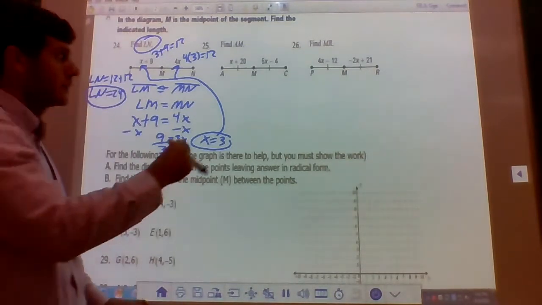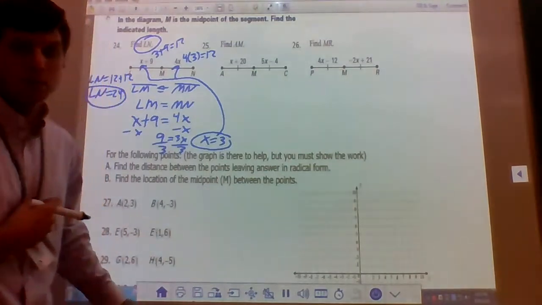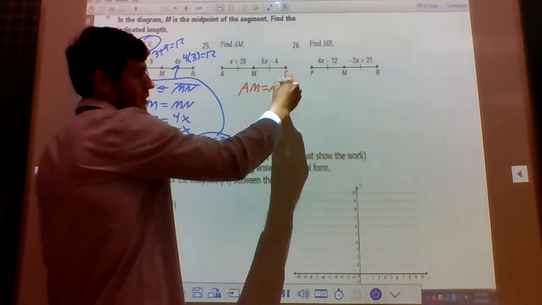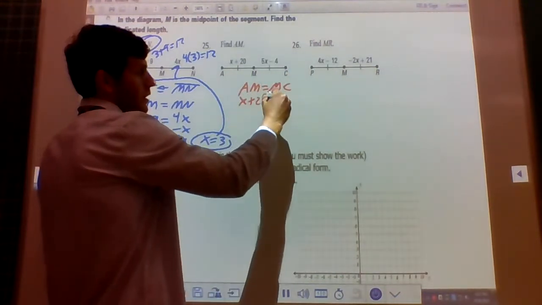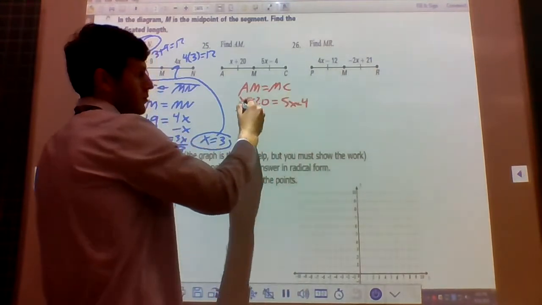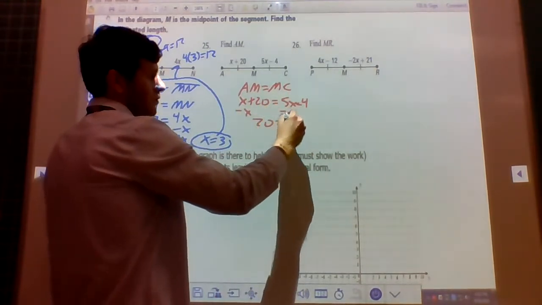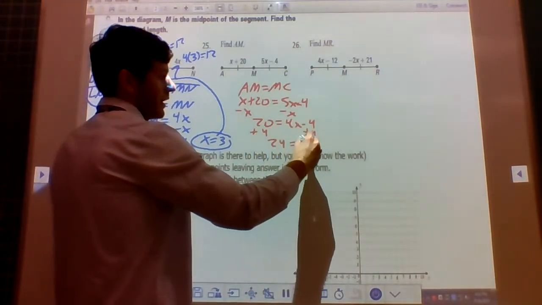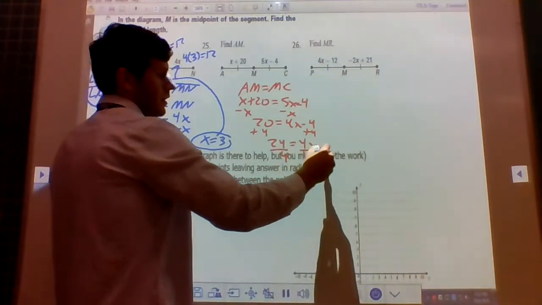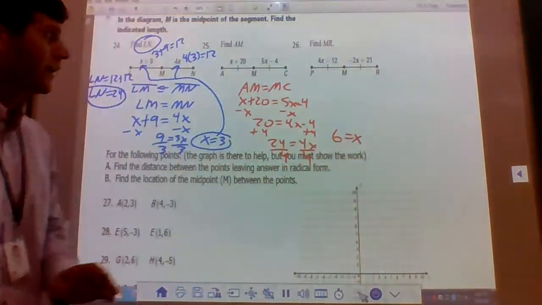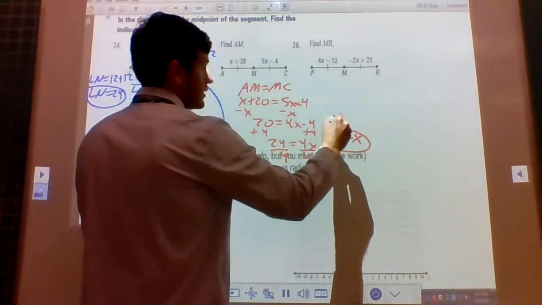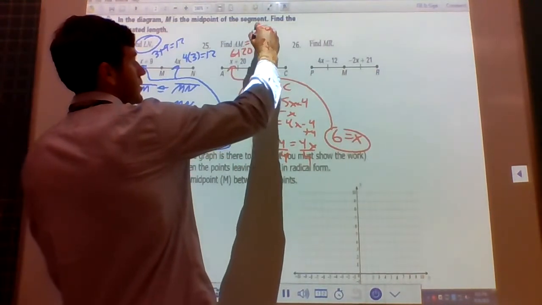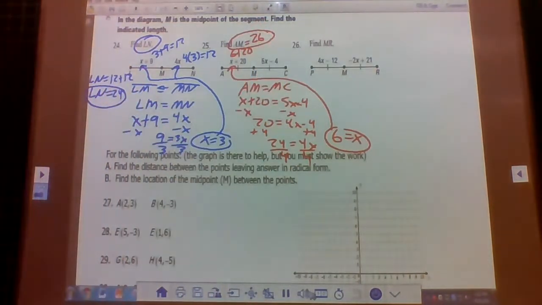Over here, again, M is the midpoint, so we know that segment AM is congruent to segment MC. So the length of AM equals the length of MC. AM is x plus 20. MC is 5x minus 4. We subtract x. 20 equals 4x minus 4. We add 4. We get 24 equals 4x. We divide by 4, and we get 6 equals x. We are looking for AM. So all we do here is substitute it in for x. So 6 plus 20 is going to give us 26. AM is 26.